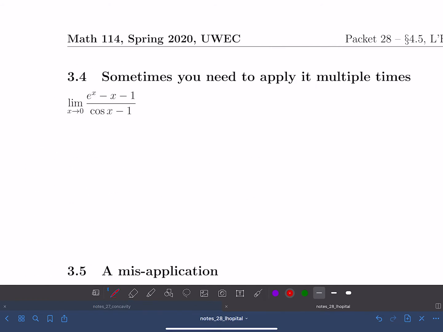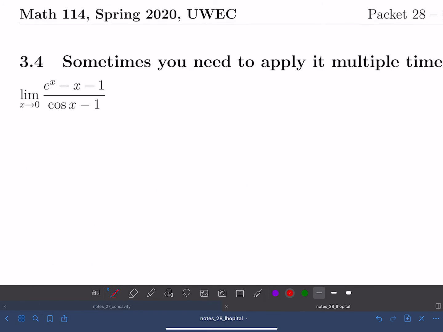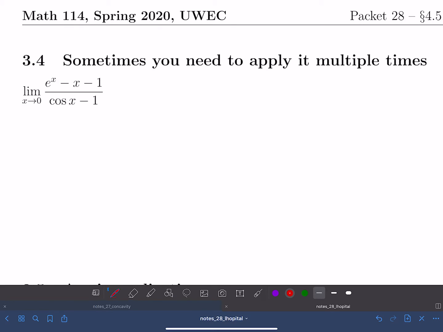Flipping the page. I like this next example because it shows that sometimes you can do L'Hopital's rule multiple times to get there. So the first thing I'm going to do when I approach the limit as x approaches 0 of e to the x minus 1 over cosine of x minus 1, I'm going to try to plug it in. And I'm going to get e to the 0 minus 1 over cosine of 0 minus 1. That's 1 minus 1 over 1 minus 1, 0 over 0. So I got to do something.